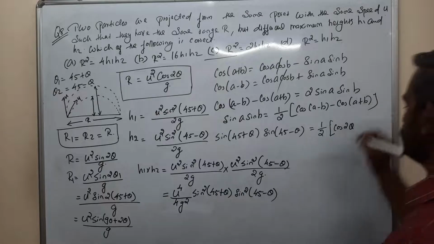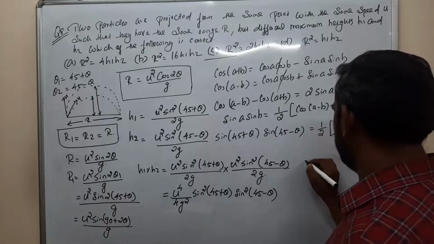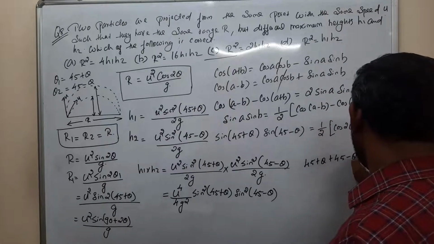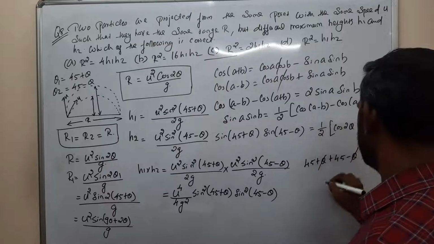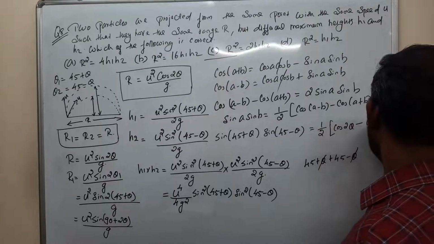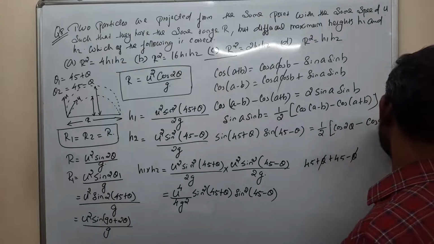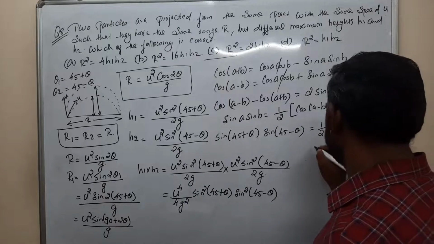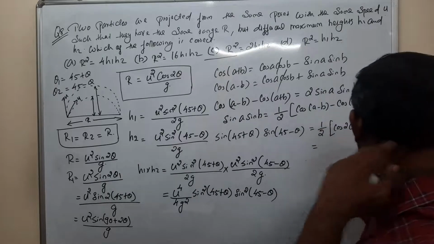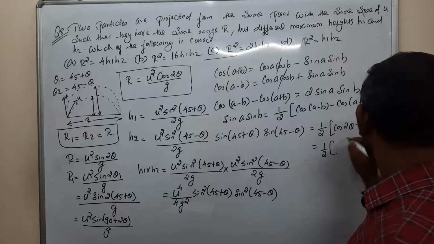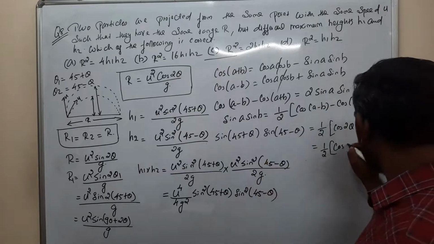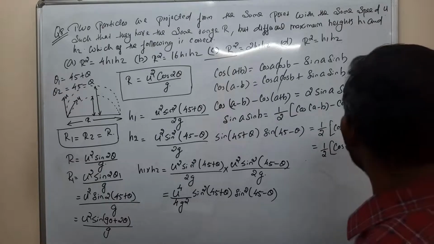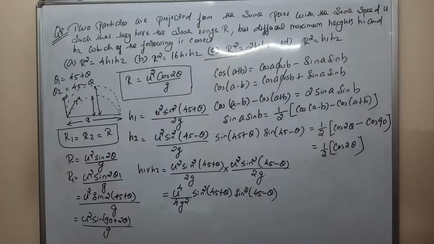Then cos(a+b): a+b means 45+θ plus 45−θ, so θ cancels. That is minus cos(45+45), that is cos 90. So this is equal to 1/2 into (cos 2θ − cos 90), and cos 90 is 0. So cos 2θ divided by 2.